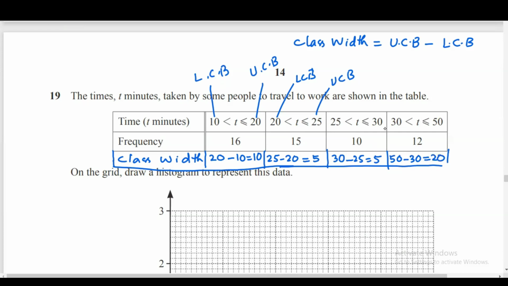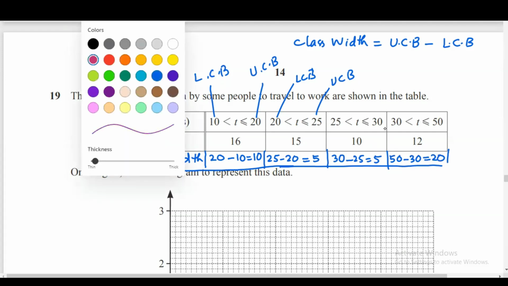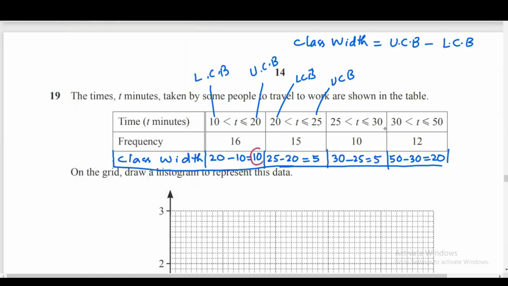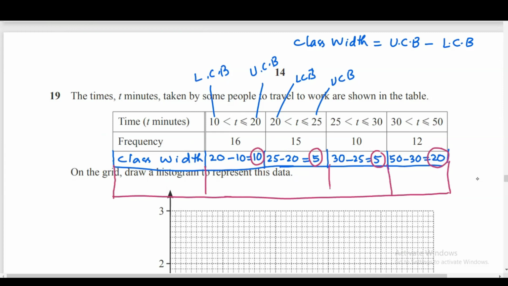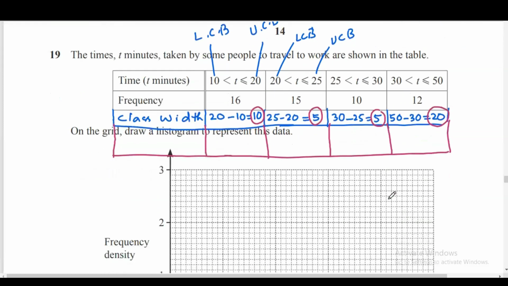You are observing that these class widths are unequal, because the class width of the first class is 10, the class width of the second class is 5, the third is 5, and the last class width is 20 here. So this data is for unequal class width. To draw the histogram, you have to find frequency density, because for unequal class width on the y-axis we need frequency density.